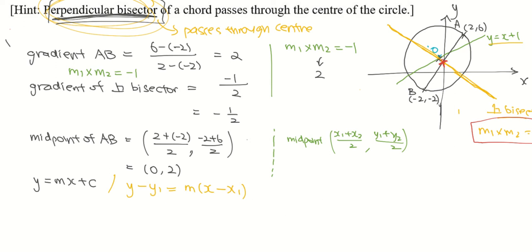As I repeat, there are two methods to find the equation. One is the original, y equals mx plus c. But I prefer this one in yellow, because I just sub in: y1 is 2, m is -half, x1 is 0. In one shot, I give you the equation.